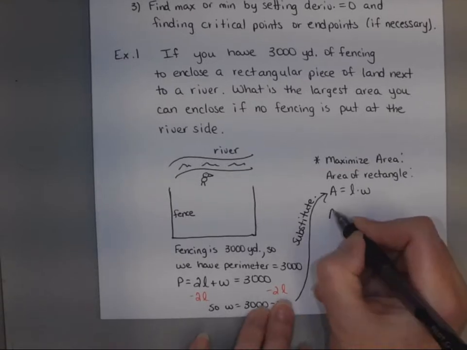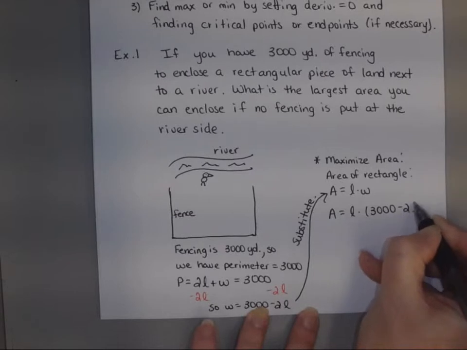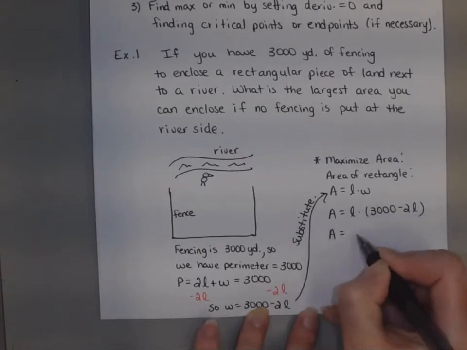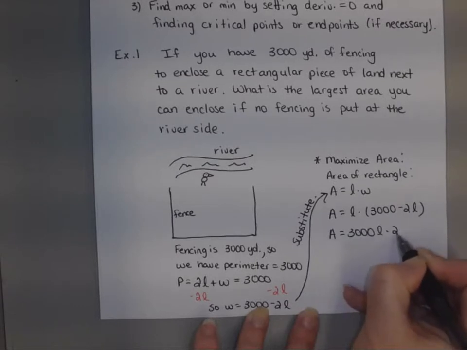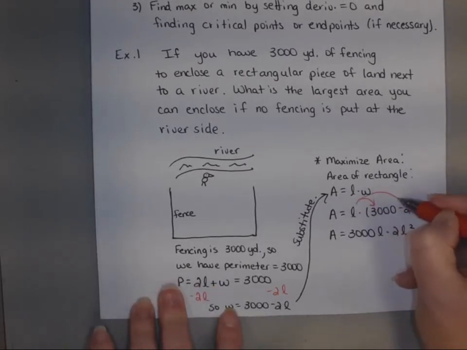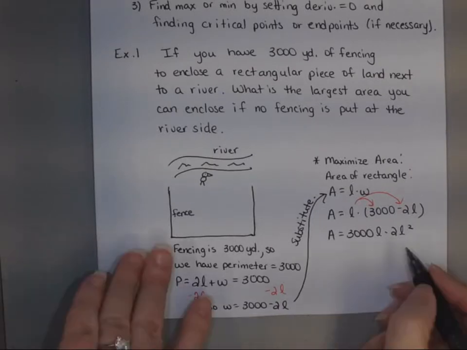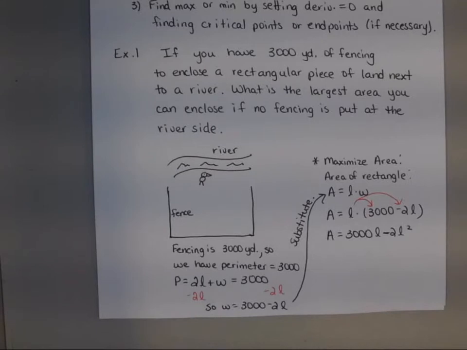So now area is equal to length times 3,000 minus 2L. So area, if we do the distributive property, is equal to 3,000L minus 2L squared. I do my L's cursive there because I don't want them to look like ones. You don't have to do that. Okay. So we did the hardest part of the problem. The hardest part of the problem is getting the formula to have one variable so that we can take the what? Derivative and set that equal to 0.